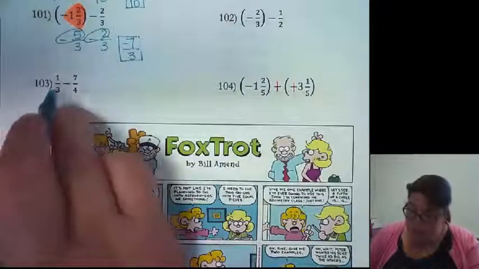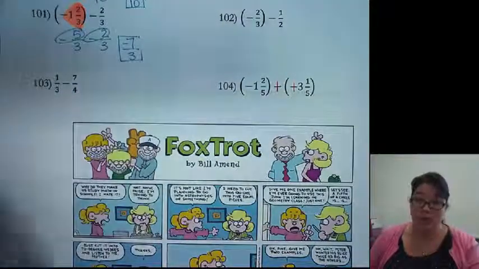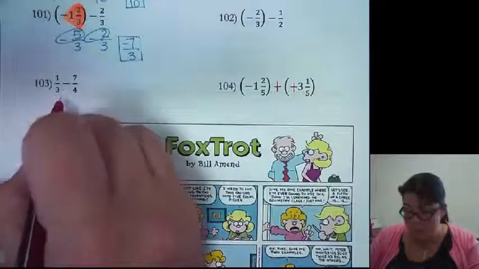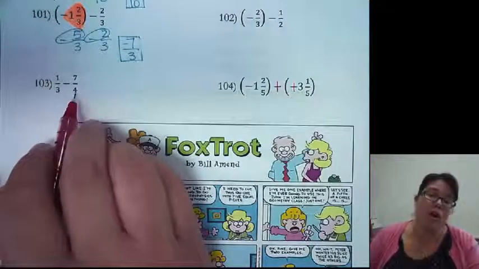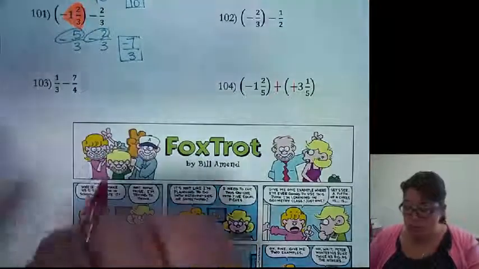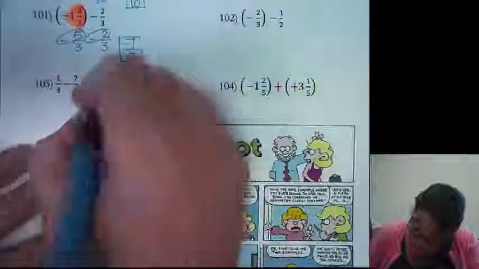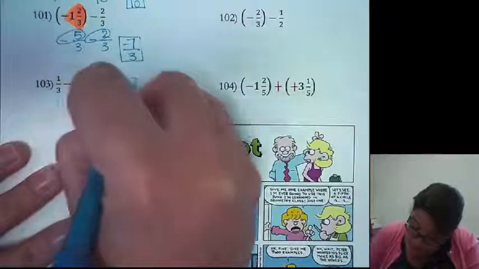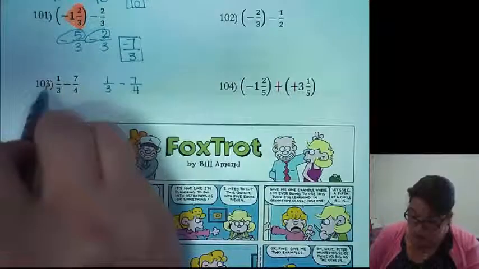I've got 1/3 minus 7 over 4. I don't have a common denominator, so I need to get one. 3 and 4 will both go into 12. So I want my common denominator to be 12. So what I'm going to do, let me rewrite this so that we can see it a little bit more clearly, because this number is going to make it kind of hard to work with.